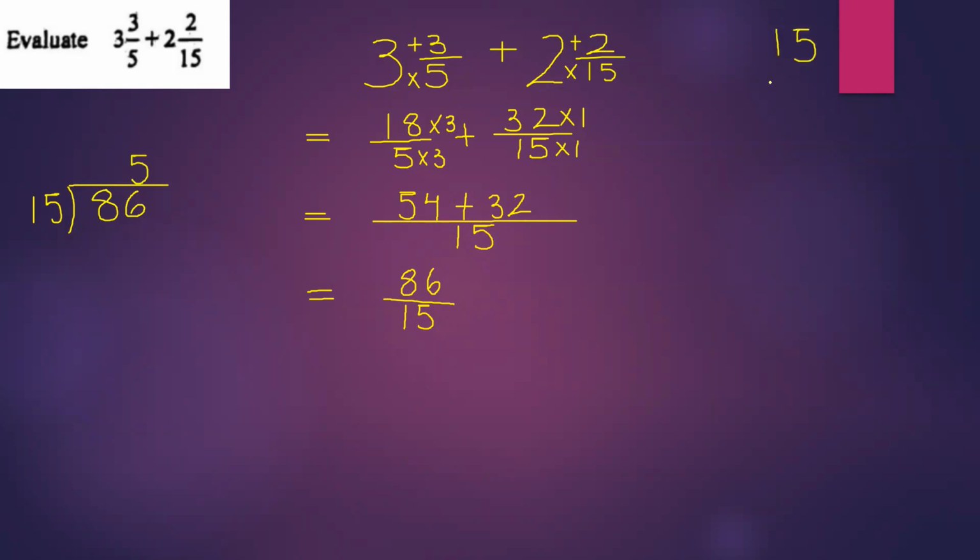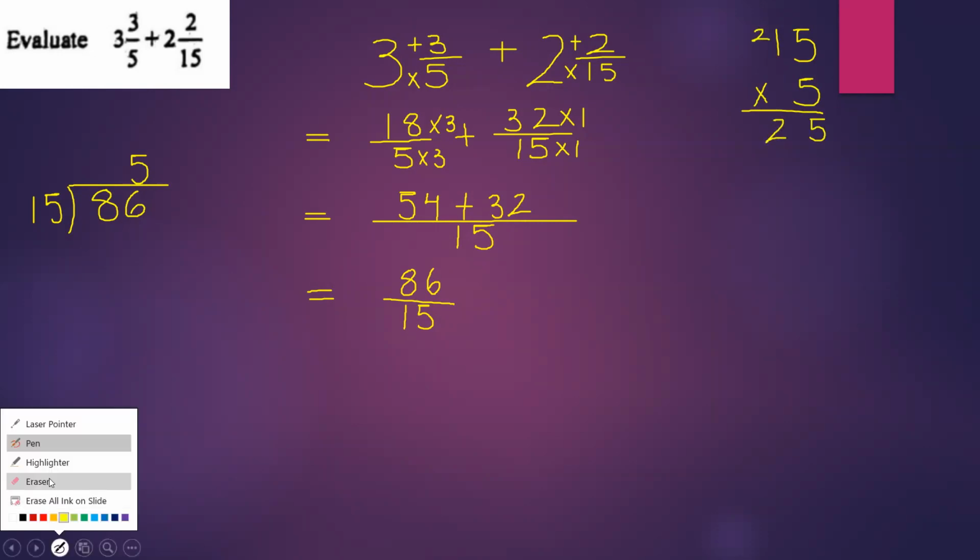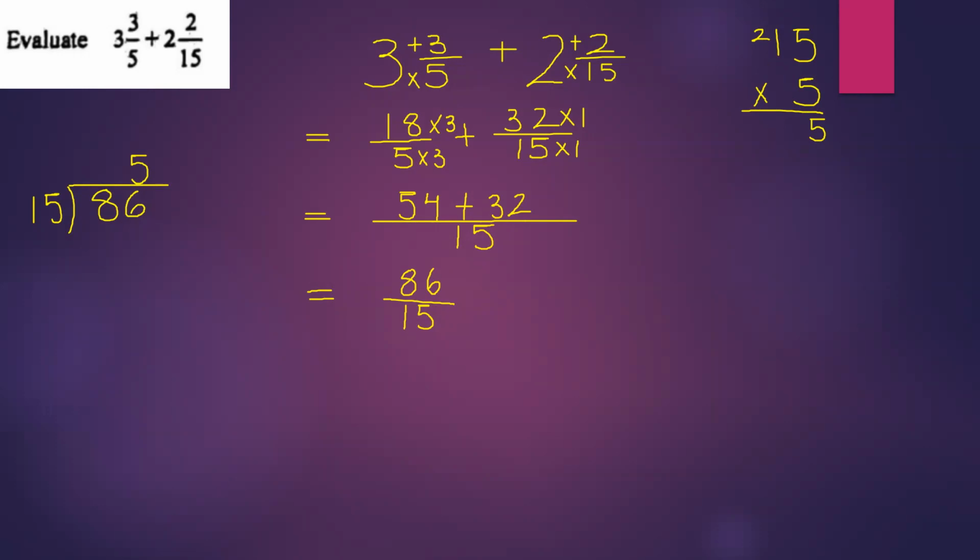Let's see, 15 times 5. 5 times 5 is 25. 5 times 1 is 5, plus 2 is 7. So that's 75, and that's the closest. So we have to use 5. That's going to be 75.